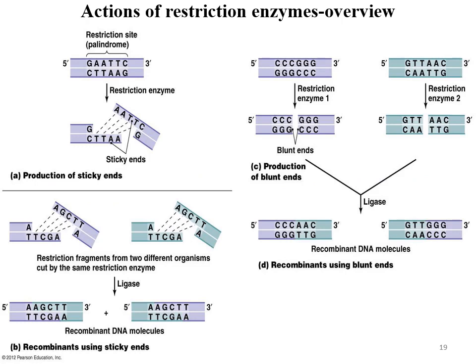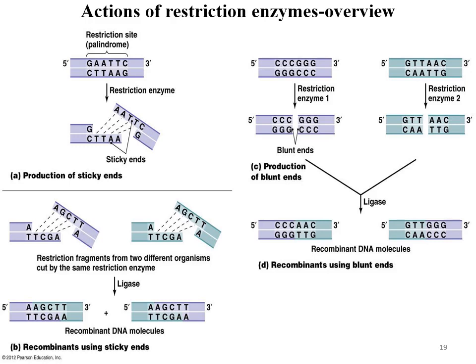This figure is an overview of the action of restriction enzymes. In part A, some restriction enzymes sense a sequence which is known as a restriction site and form a sticky end of a double-stranded DNA. In B, the restriction fragments of two different organisms which are cut by the same restriction enzyme can ligate with the help of the enzyme ligase and form a recombinant DNA molecule.